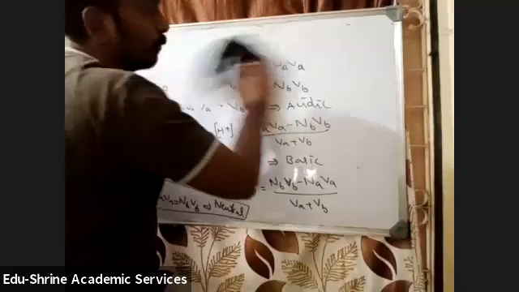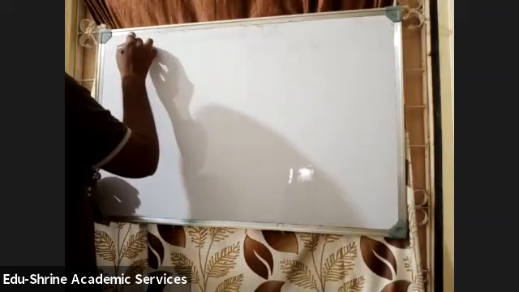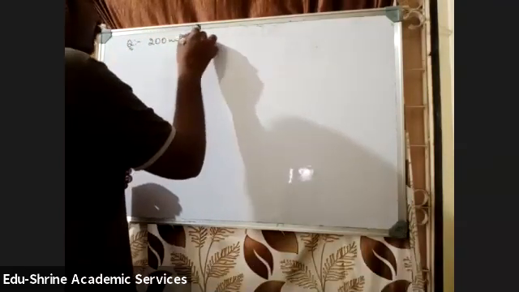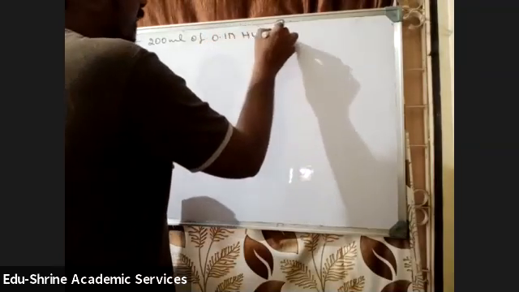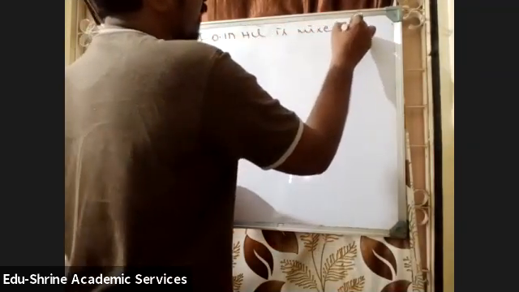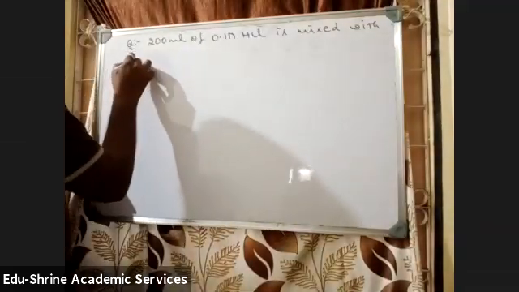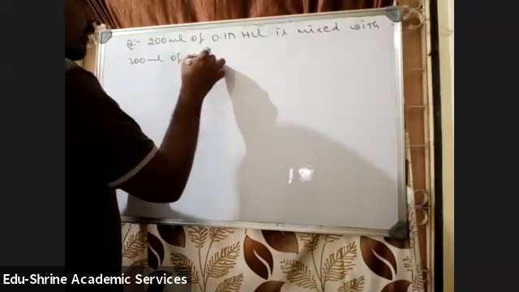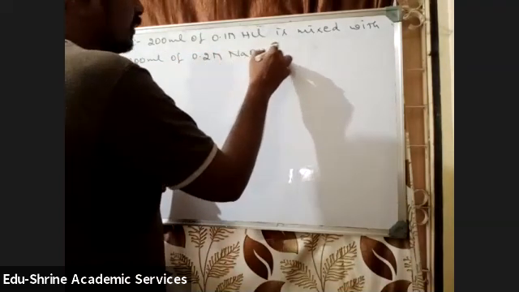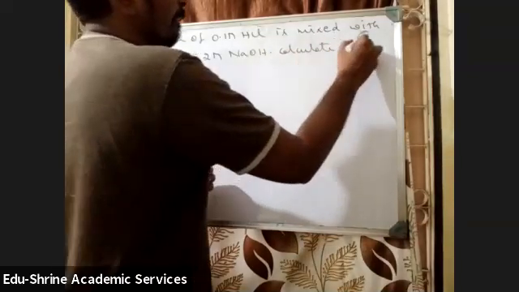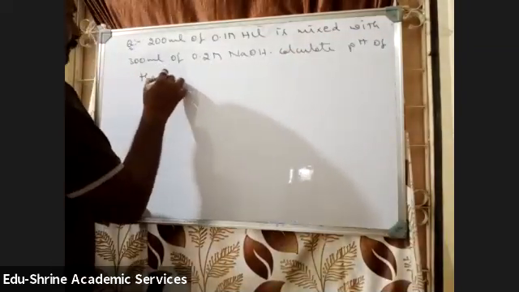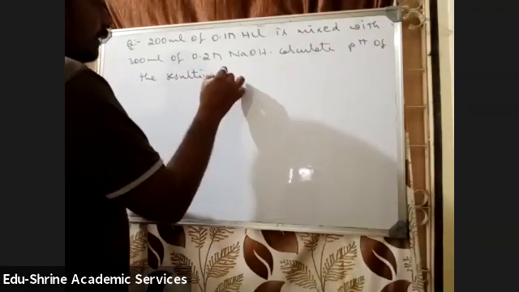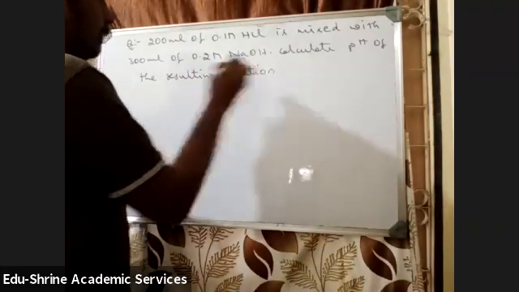So now let us solve one or two problems based on this. Question is: 200 ml of 0.1 molar HCl is mixed with 300 ml of 0.2 molar NaOH. Calculate pH of the resulting solution.